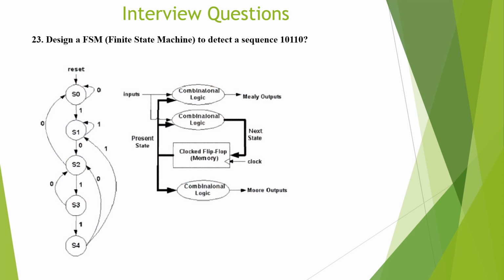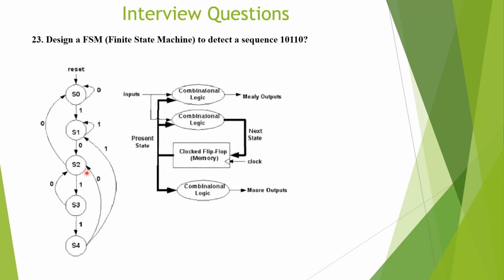From S0, if you get a 0, you stay in the same state, and if you get a 1, you go to S1, and that means you have detected the first 1. Then from S1, if you get a 1, you stay in S1 because 1 1 is not the pattern you're looking for. You're looking for the 1 0 pattern. So you stay in S1 and wait for a 0. If you get a 0, then you go to S2, which means you have detected 1 0 so far.